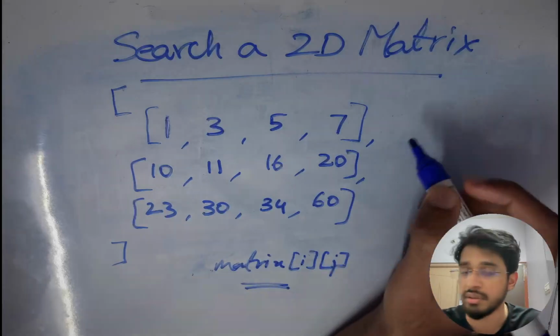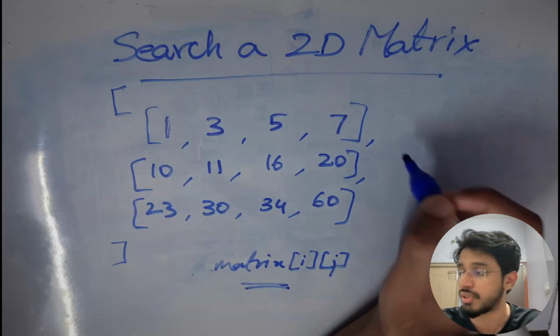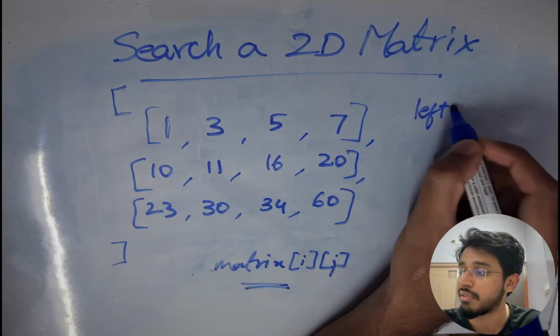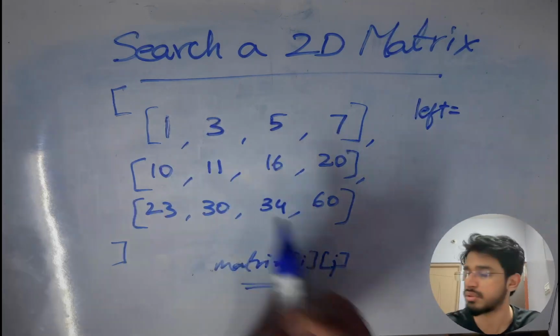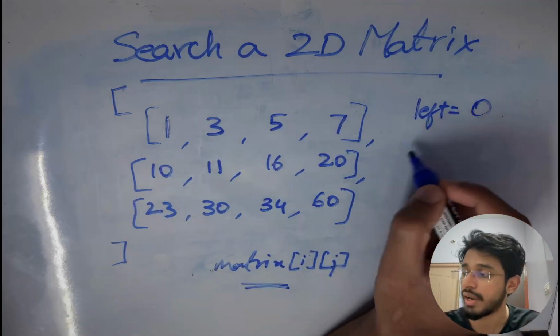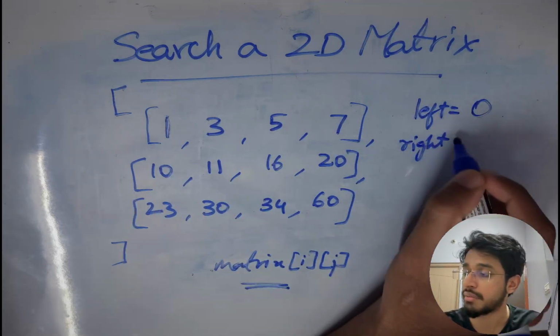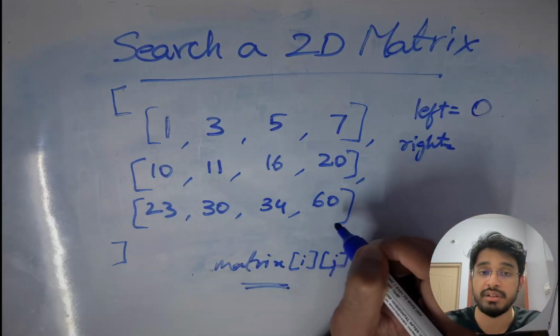We just need to keep track of a few variables. First is the left value. The left is basically the start of the 2D array, so we can initialize this to 0, and right can be the last element. So how do we calculate the last element?